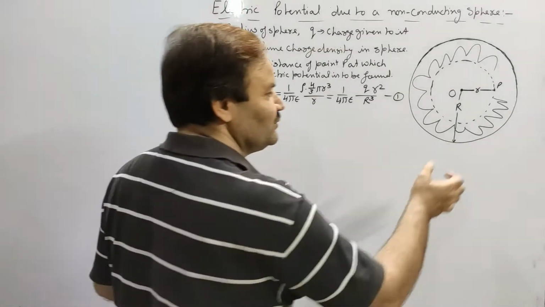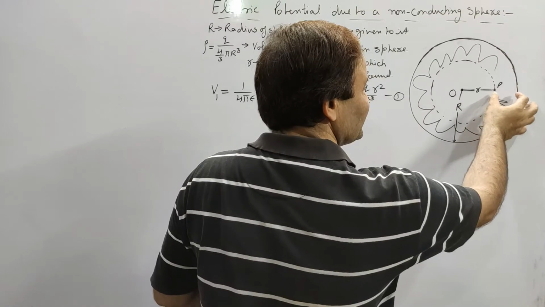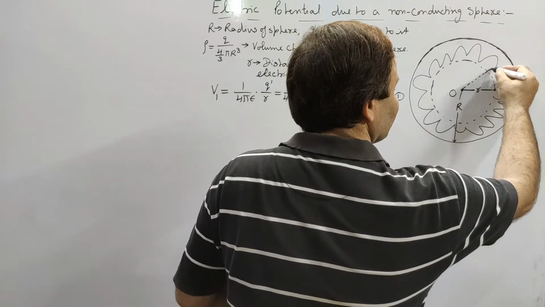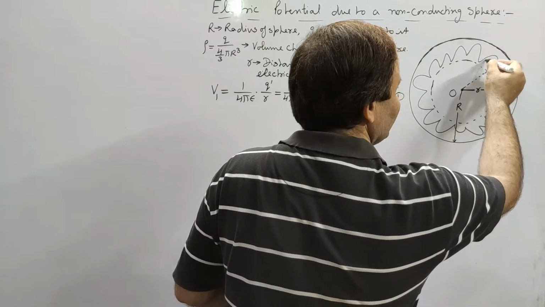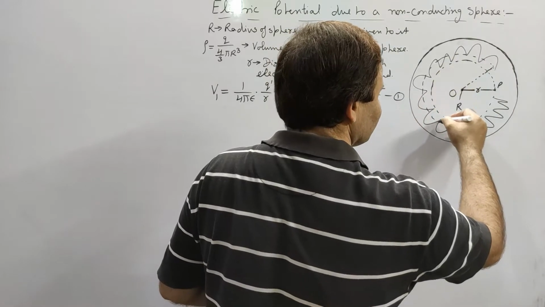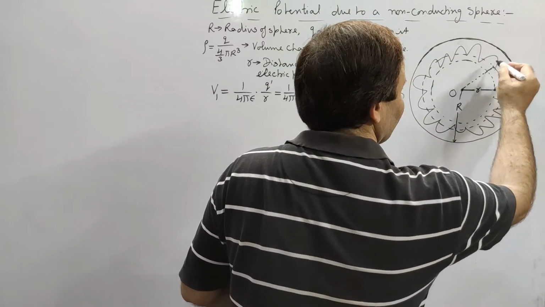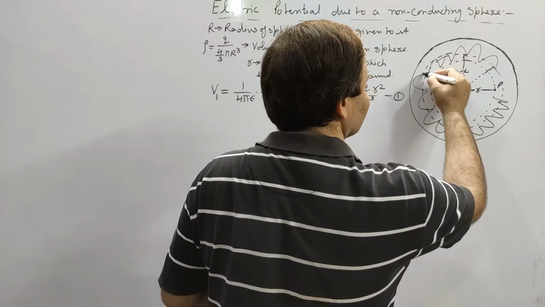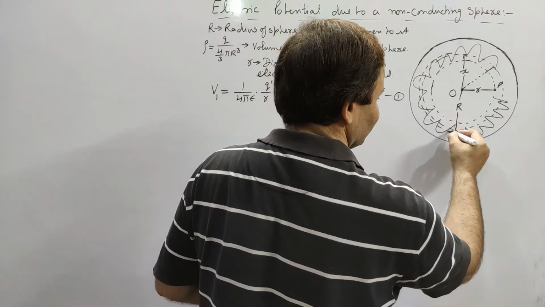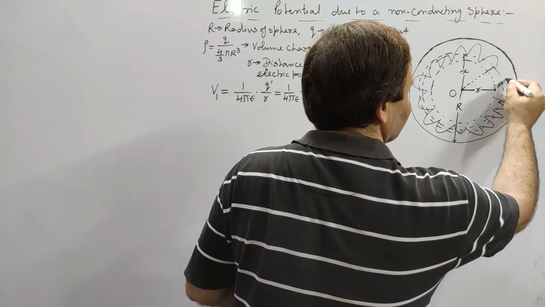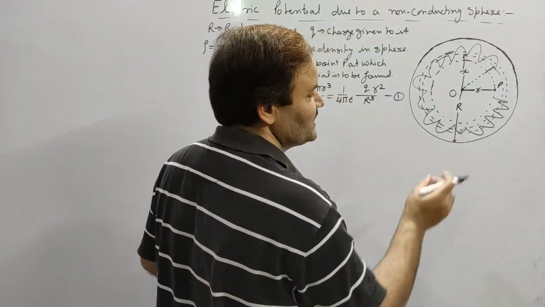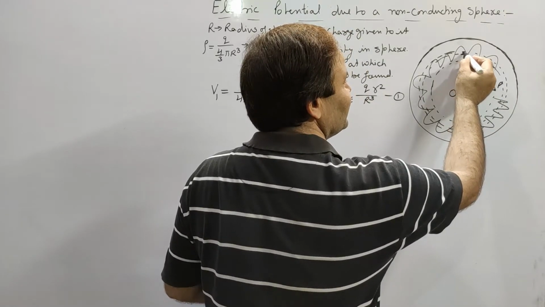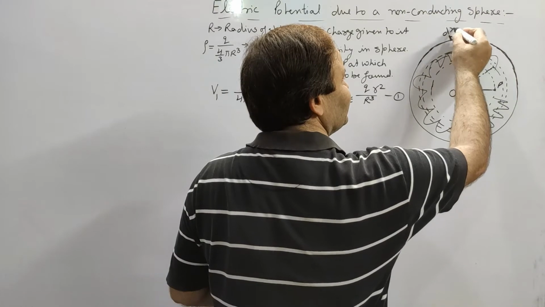Now to find out the electric potential due to this annular region, say there is a spherical shell of radius x and width dx. Here is a spherical shell of radius x and the width of this shell is dx.